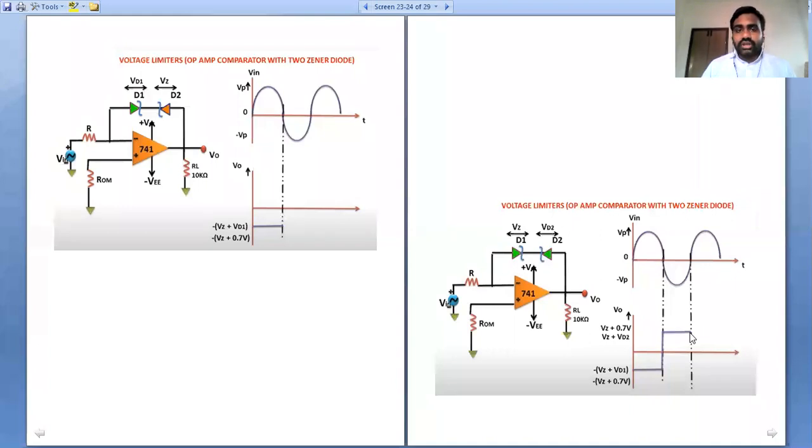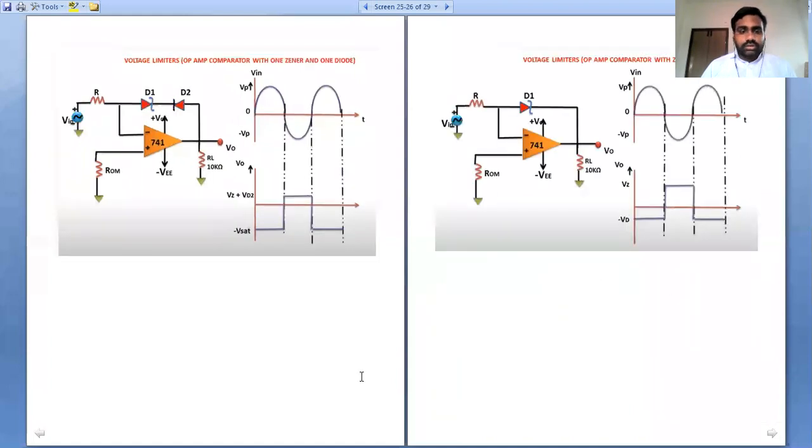Next we propose a next concept, that is, the voltage limiter with an operational amplifier with a single Zener diode, under the application of a diode. So this is the voltage limiter with the comparator having a single Zener diode, and along with the single Zener diode, we are connecting an additional diode here.